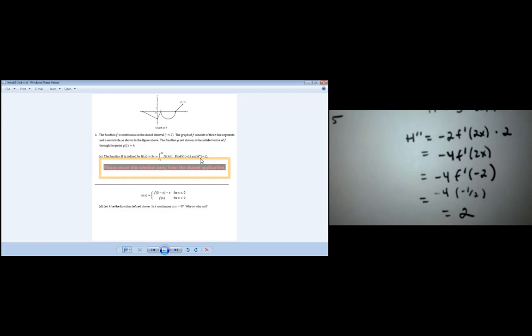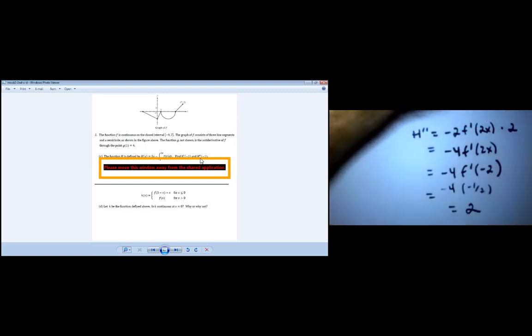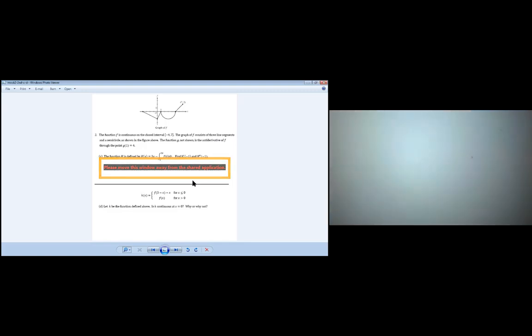Okay, moving on to part D. Let K be the function defined above. Is K continuous? So first thing we're going to try is we're just going to plug in 0 for both of these and see what we get. So what do we need for something to be continuous? How many rules are there? 3. 3 of them, right?